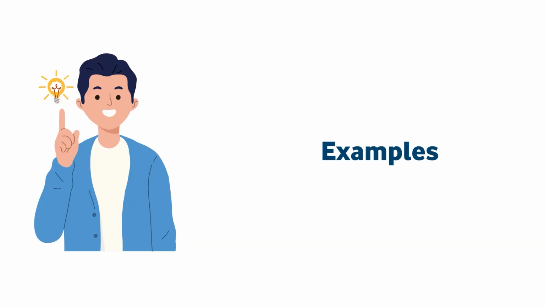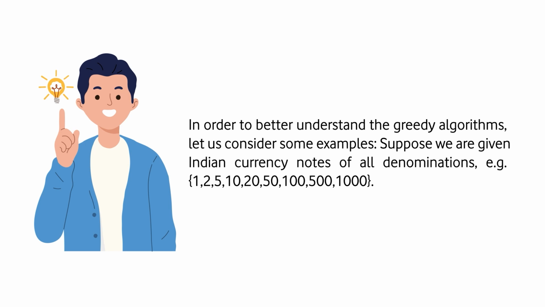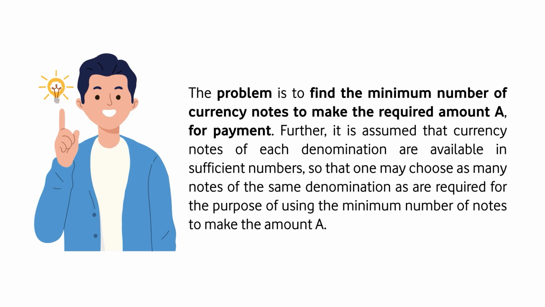Following the same thing, you check the problem, and if it is feasible, add it to the solution set, and so on and so forth. The example here is that you are given Indian currency notes: 1, 2, 5, 10, 20, 50, 100, 500 and 1000. The problem is to find the minimum number of currency notes to make the required amount A for payment. Further, it is assumed that currency notes of each denomination are available in sufficient numbers.